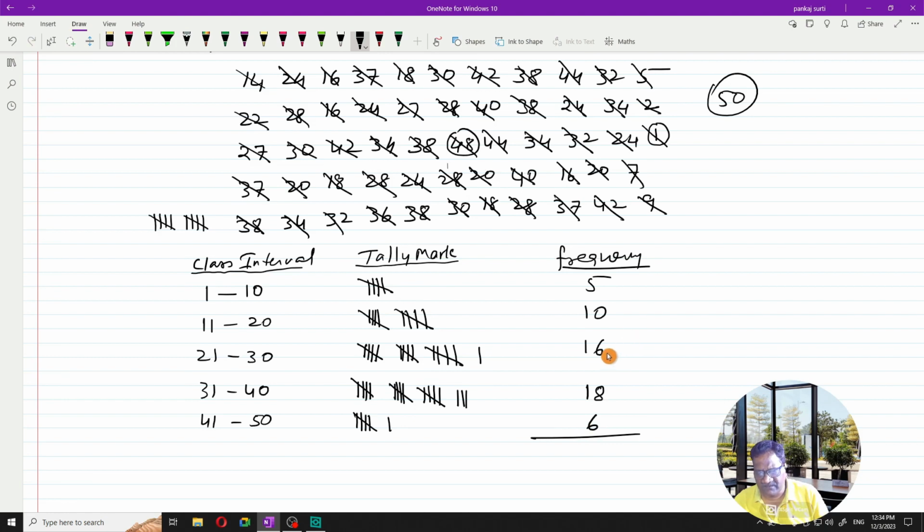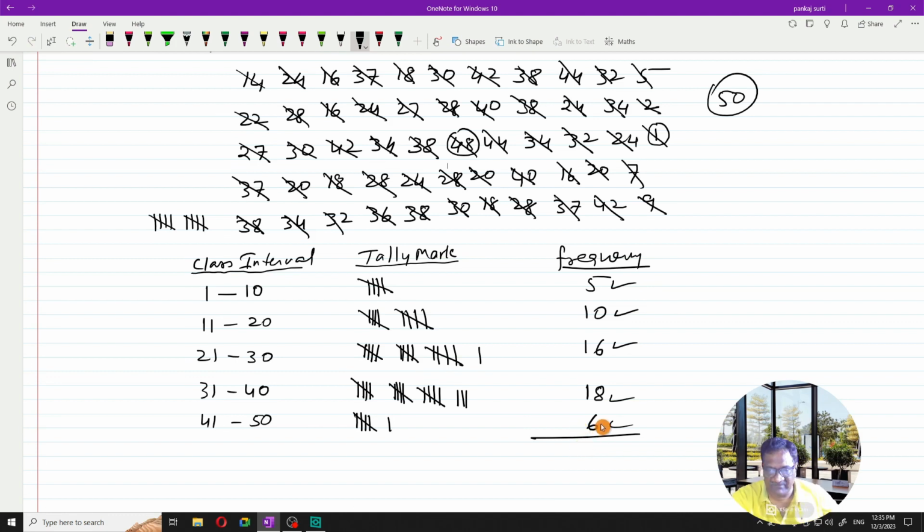Let us check again. Let me do one thing. I'll verify from this book of mine. So it's 5, 10, 16, 18, and 6. Yeah, it's correct. 5, 10, 16, 18, and 6. So if you total it, 10 plus 5 is 15. Or let me do it this way. 5 plus 0 is 5. 5 plus 6, 6 plus 5 is 11. 11 plus 8 is how much? 19. 19 plus 6 is 25. Is it 25? How many students is it given? 50 students. Yeah.